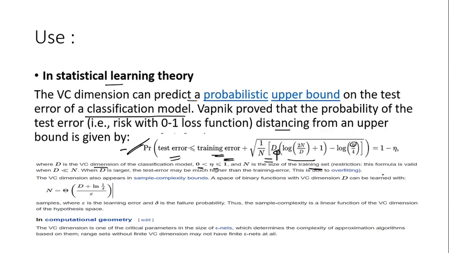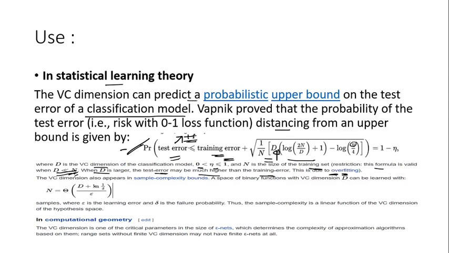And this formula is valid when n is very large compared to D. So n has to be very, very large compared to the VC dimension. When D is larger, the test error may be much higher than the training error. So if D is larger, it means test error will increase further, right? So D has to be very, very small compared to the number of points that we are considering. This is due to overfitting. That will happen when D is large, the test error will increase, and overfitting will happen.